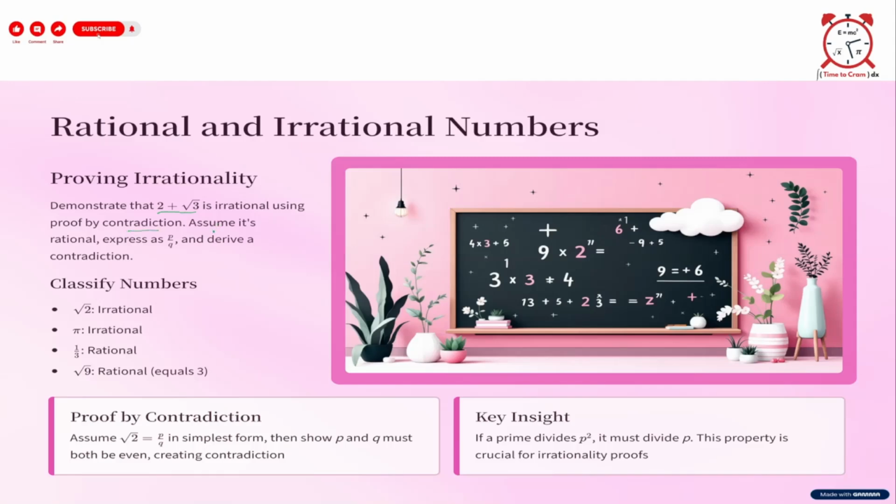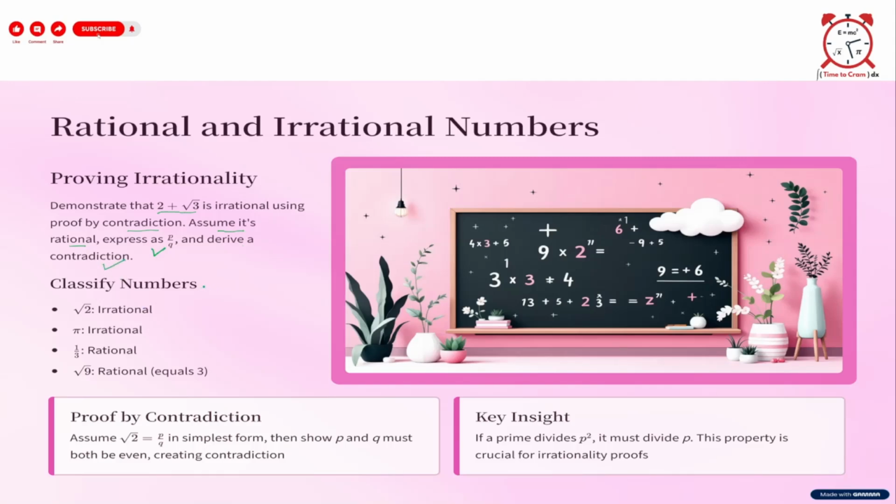Some tips are here. This type of sums is already solved in the model question papers, 1, 2, 3 and 4. You can go and check there. The stepwise proper method is there. So here only the tips. Assume it is rational. Then express it as p upon q and derive a contradiction.